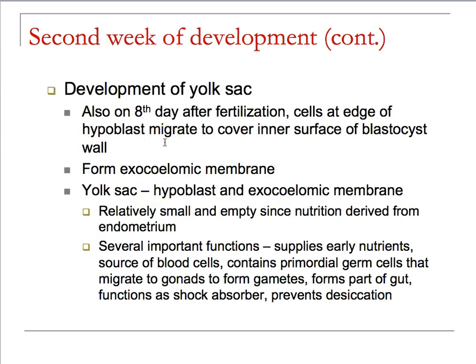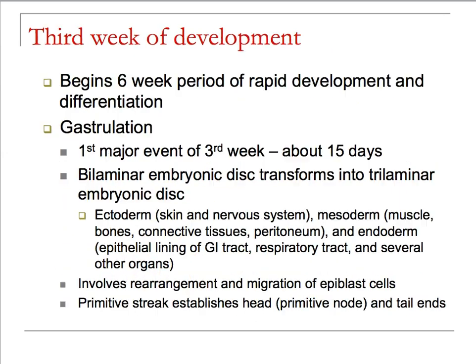Okay, so because we need to actually make something to keep all of this alive, we will make the yolk sac from the hypoblast, okay? And what's going to happen, of course, is you need to have a supply of nutrients to the cells, a source of blood cells.